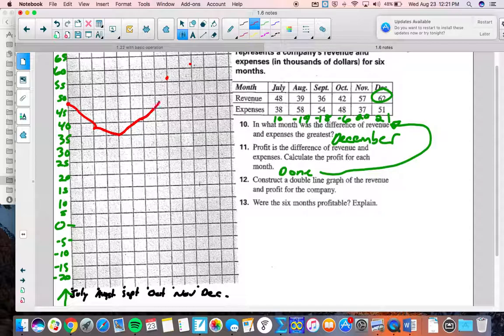And so on our key, we're going to say that this is the company's revenue. There is no name for the company. And then profits, we're at 10, negative 19, negative 18, negative 6.